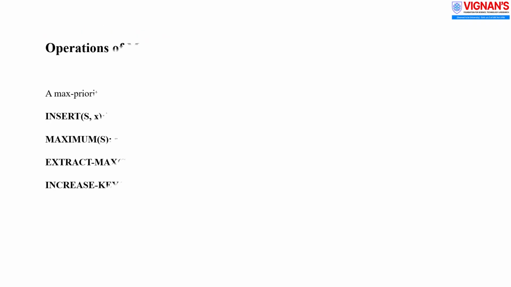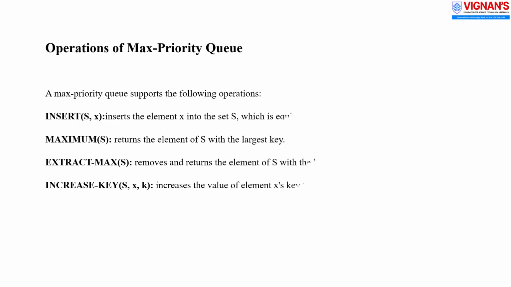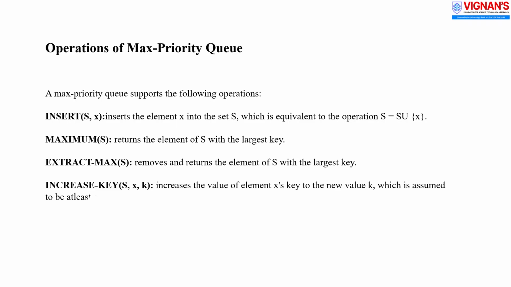Operations of a max priority queue. A max priority queue supports several important operations that work based on priority. Insert S(x). This operation inserts an element x into the set S. It means that the new element is added to the priority queue. After insertion, the queue rearranges itself so that the element with the highest priority remains easily accessible.